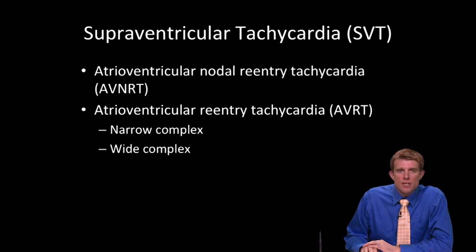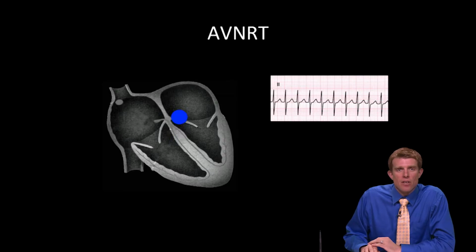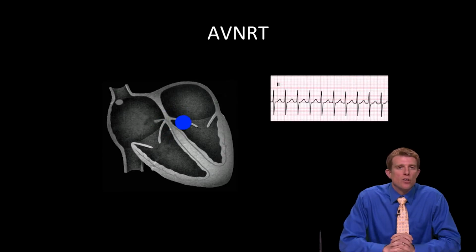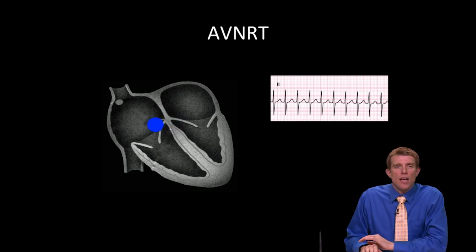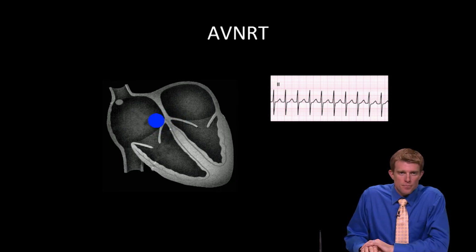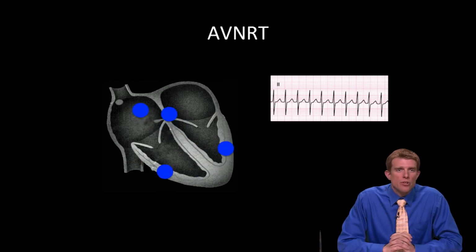So the difference between these two is one happens within the AV node and the other occurs outside of the AV node. So let's take a look at AVNRT. In AVNRT, there is a circular pattern of electrical activity that is occurring around or in the AV nodal area. This circular pattern then sends off electrical impulses that depolarize both the atria and the ventricle.